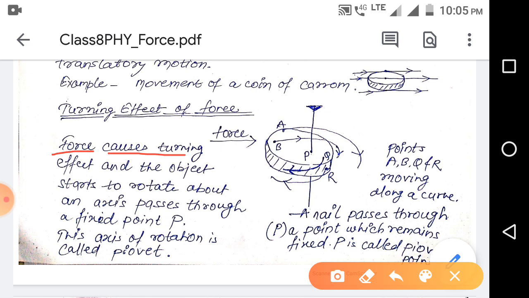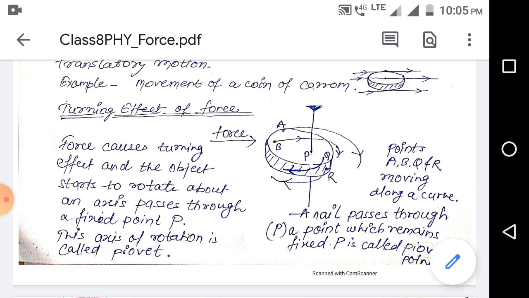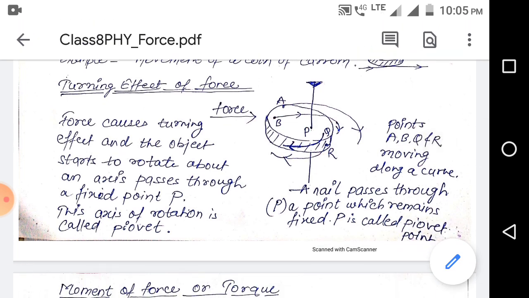How? See how the force is applied like this, and the point A starts to move like this along the curved track. Now this point B also moves along the curved path. So the points A, B, Q and R all take a curved track. That means they start to rotate about the point P. So the point P is fixed every time, because whenever the force is applied, the point P remains fixed. As it remains fixed, it is called the pivot point.